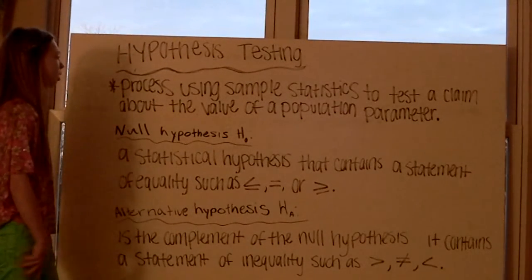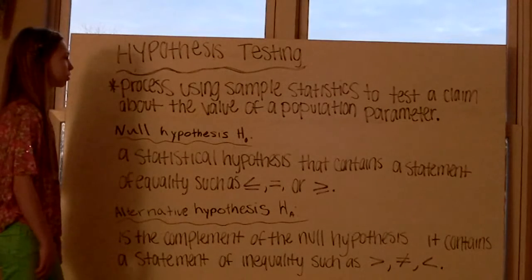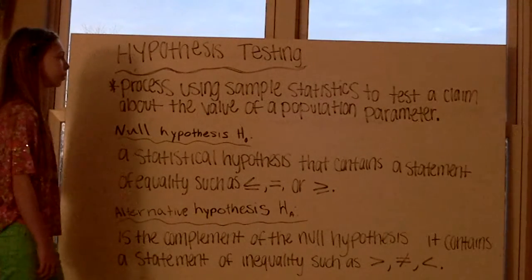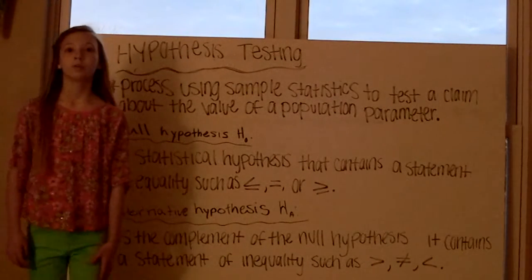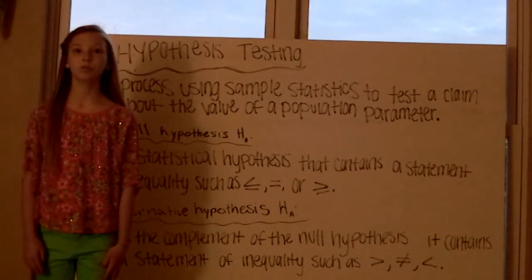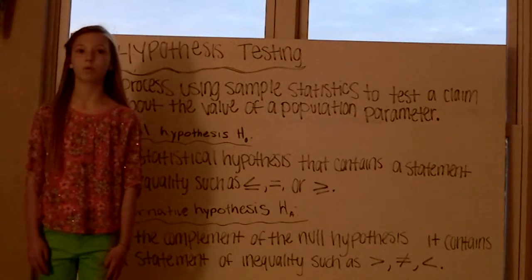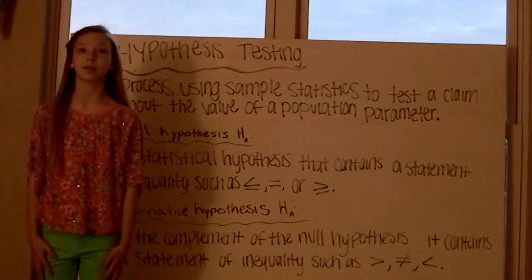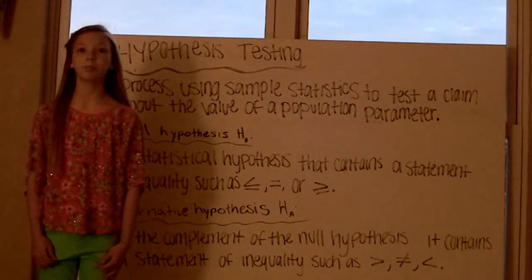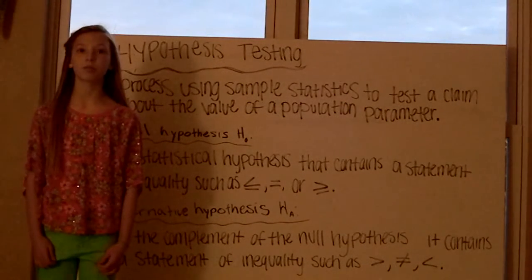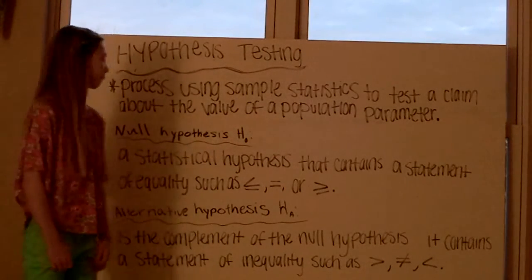Hypothesis testing is a process using sample statistics to test a claim about the value of a population parameter. To test the population parameter, you should state a pair of hypotheses, one representing the claim and the other representing its complement. The claim can either be the null hypothesis or the alternative hypothesis.